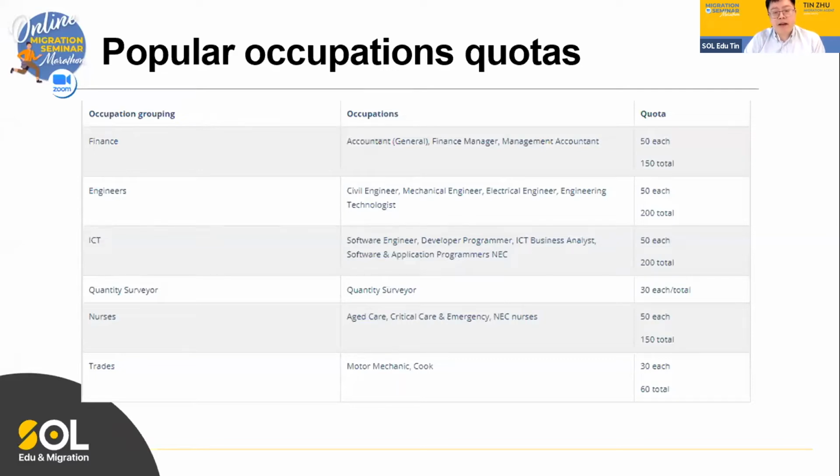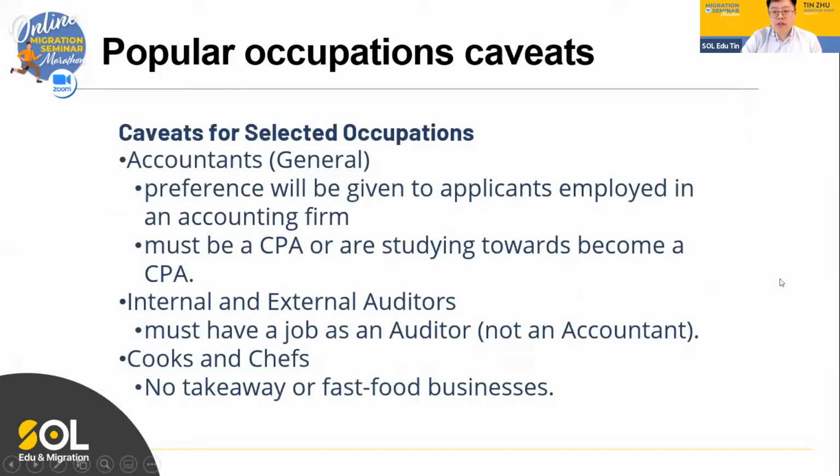For trades-related occupations, if your nominated occupation is motor mechanic or cook, we need to be careful. Here it is only applicable to cook, not including chef. So for motor mechanic or cook, they have a limitation of 30 quotas for each, total is 60. So apart from these quota restrictions, they also have kind of caveats for the selected occupations.